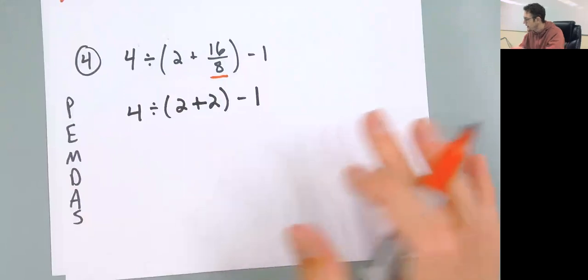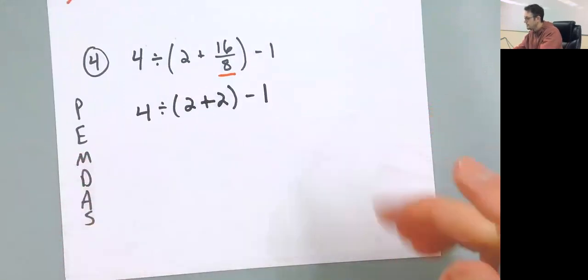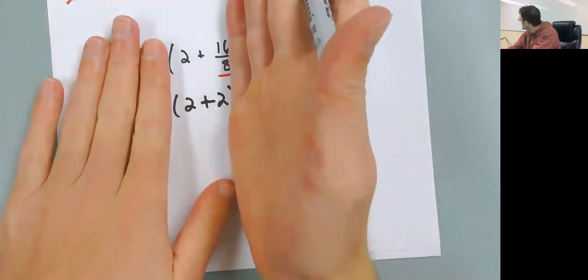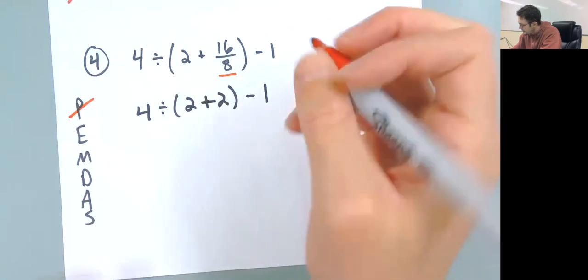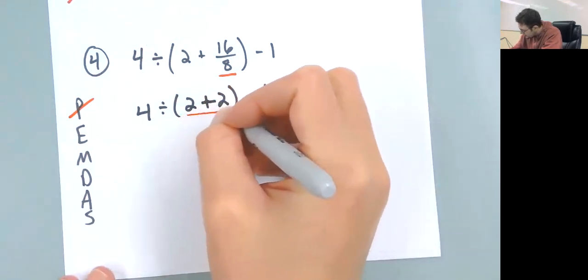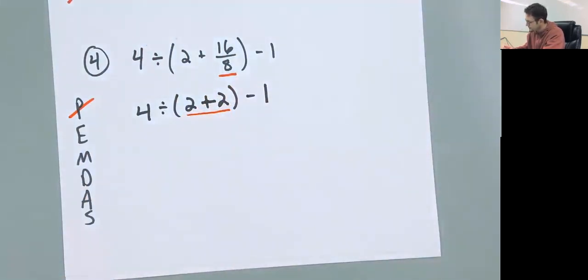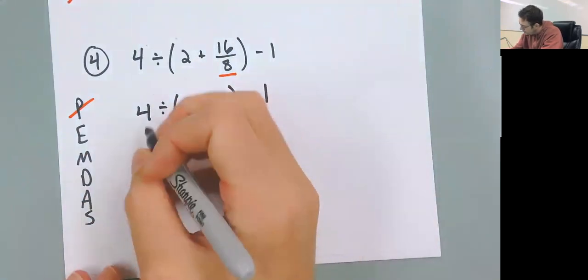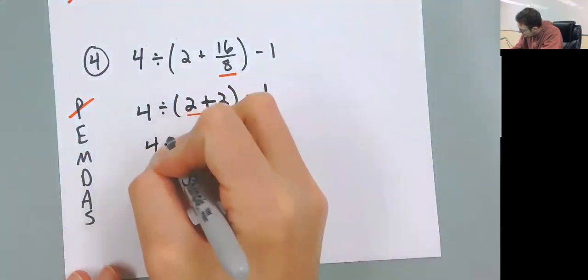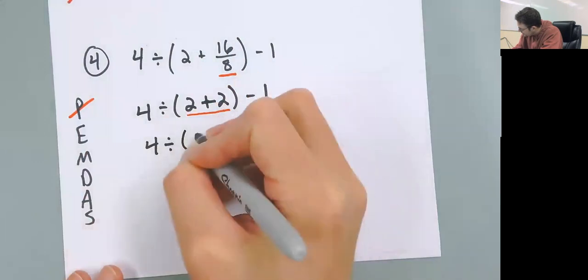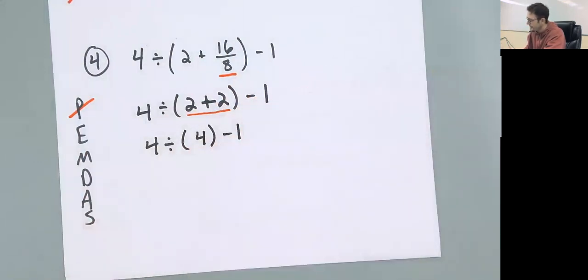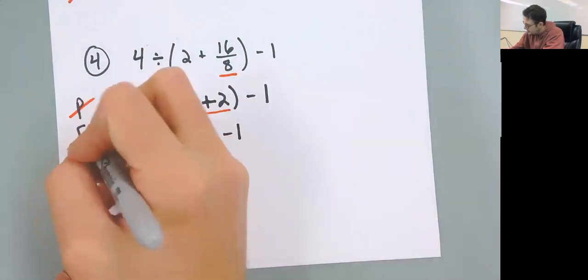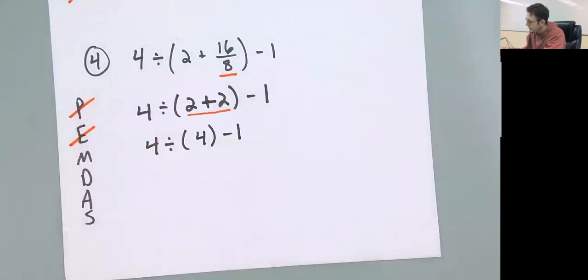I see that I do have parentheses. All right. So can I simplify inside those parentheses? Yes, I can. I know what 2 plus 2 is. All right. So we're going to do inside the parentheses next. So we have 4 divided by 4 minus 1. There's no exponents.